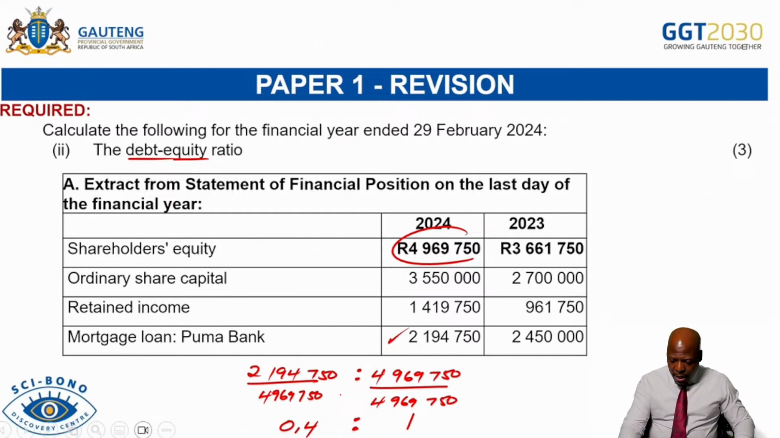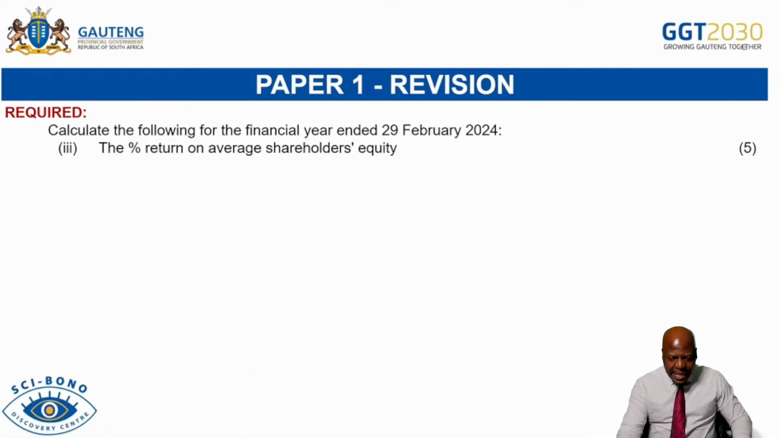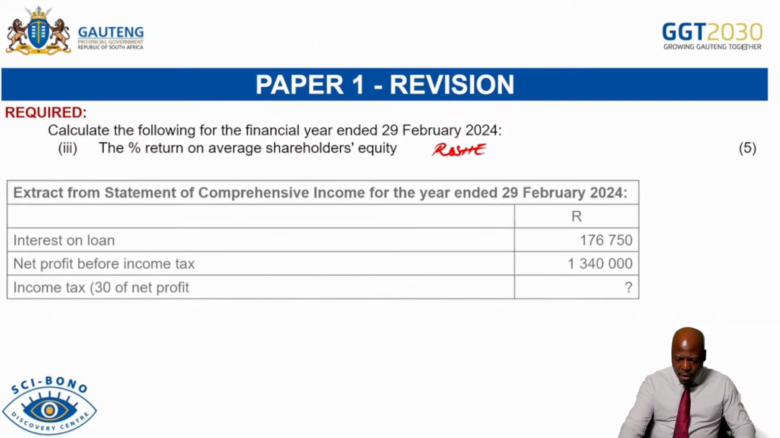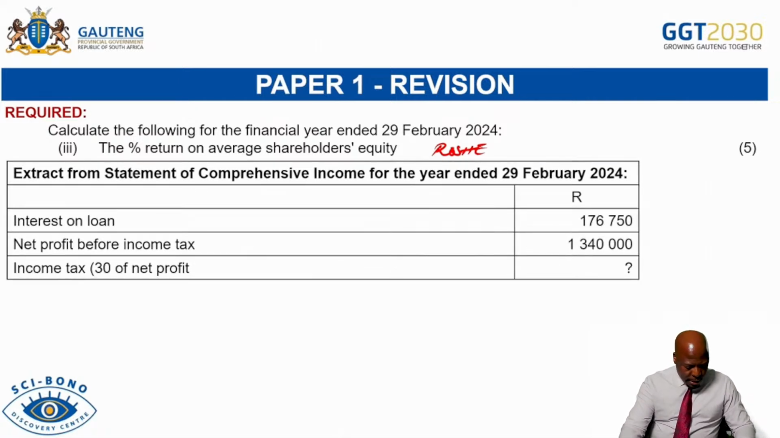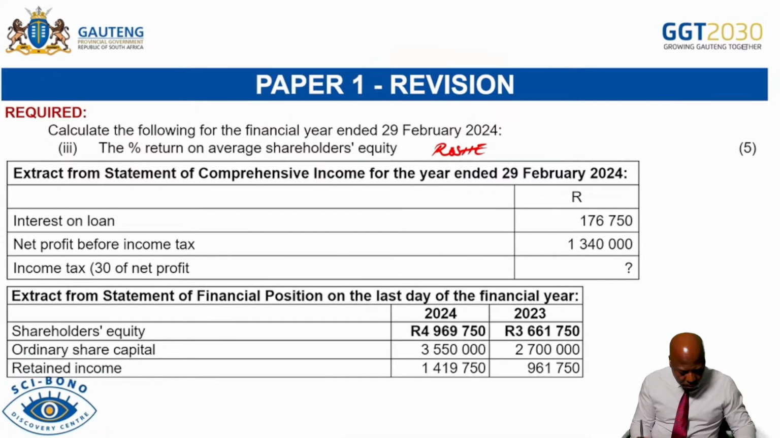Let's do so. The next one then says the percentage return on average shareholders' equity. Here we're talking ROCE. Okay, the percentage return on average shareholders' equity. Let's see. Do we have more information? There it is.